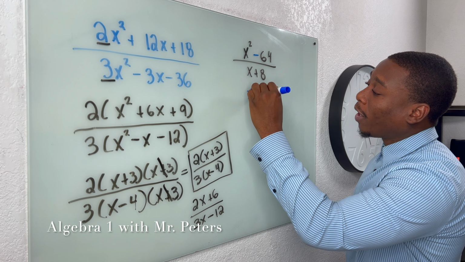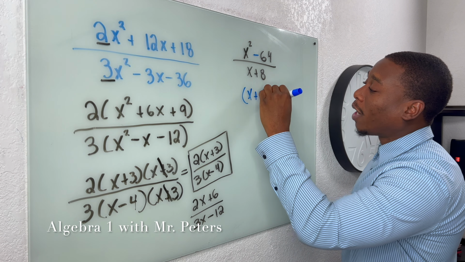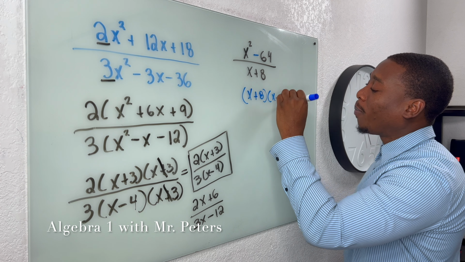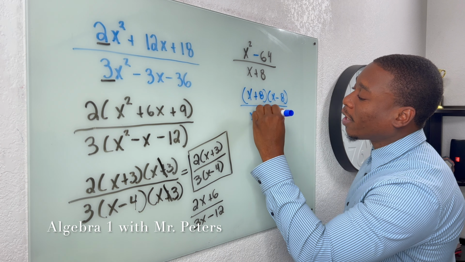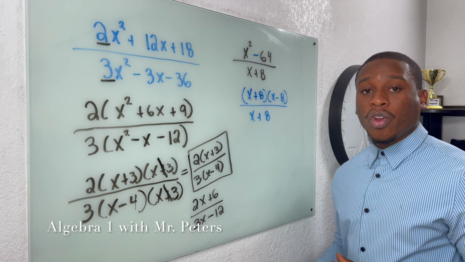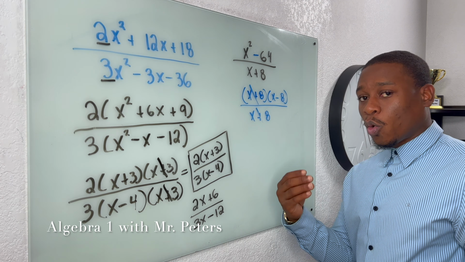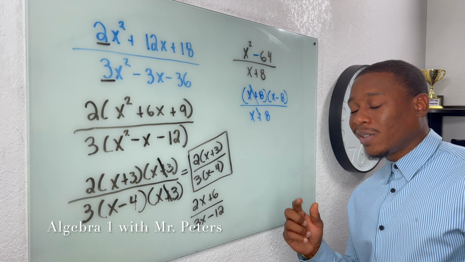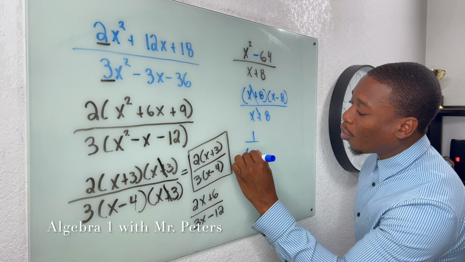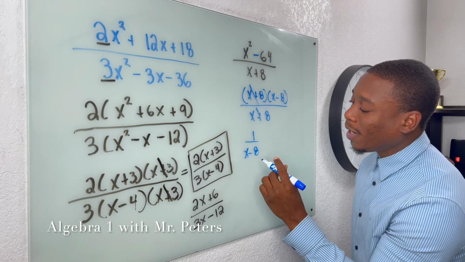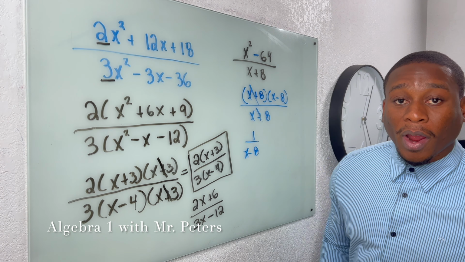So we're going to have x plus 8 times x minus 8 on top. Our bottom is going to stay the same. And we now know that we could cancel out x plus 8 with x plus 8. So what is the final answer? Sometimes I see students put 1 over x minus 8. That will not be right, guys.